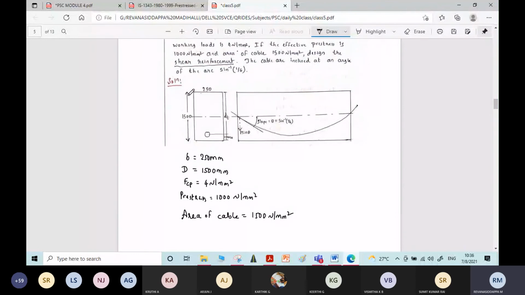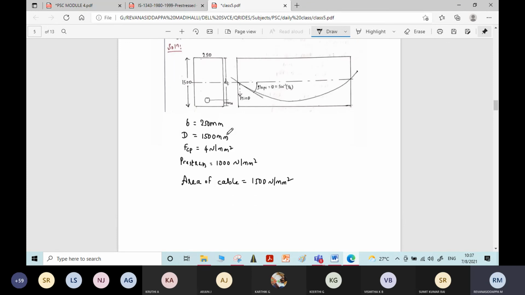Here in the problem, the overall depth is given, but cover is not given. If cover is not given, you need to assume some cover. How to assume: you just look at the overall depth of the beam and choose some cover. Here 1500 mm depth is there. For 1500 mm, you can go for 100 mm cover. If it is a 500 mm overall depth, you can go for 50 mm cover, like that.